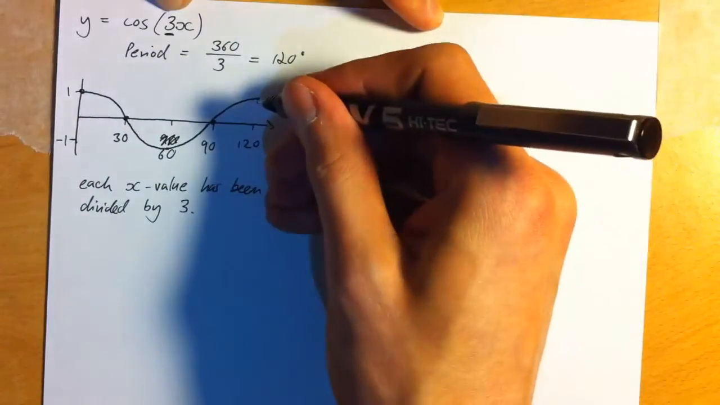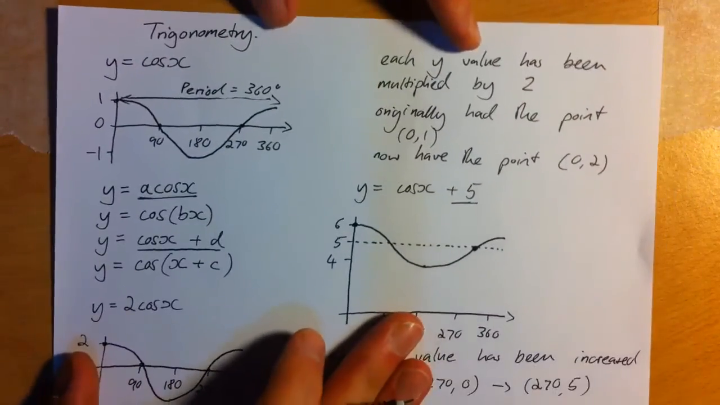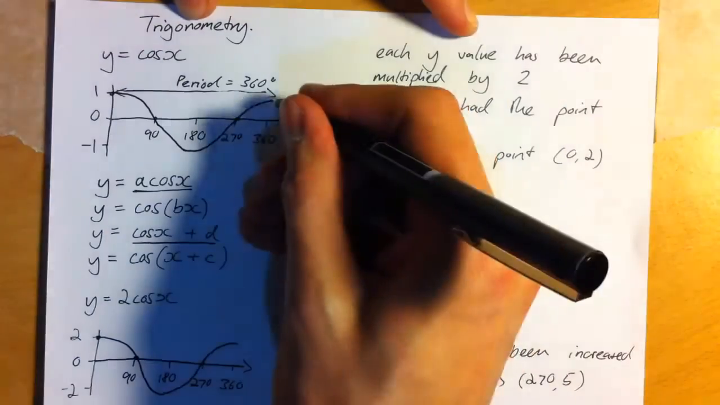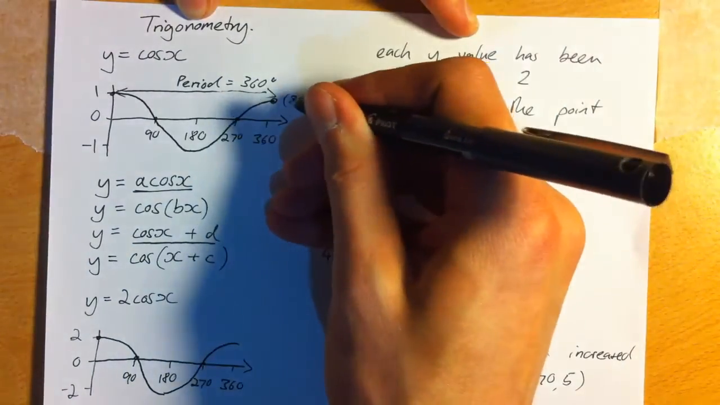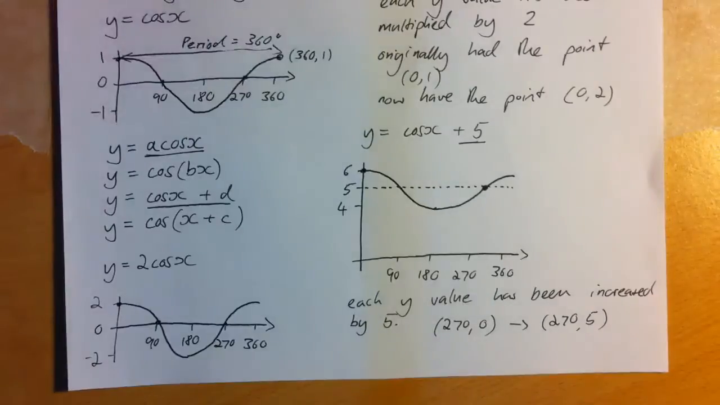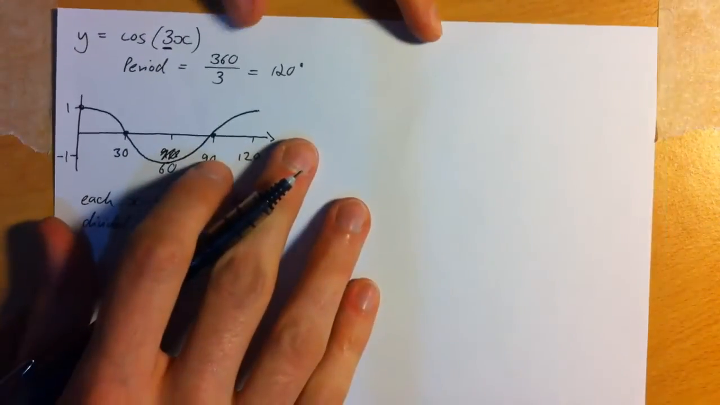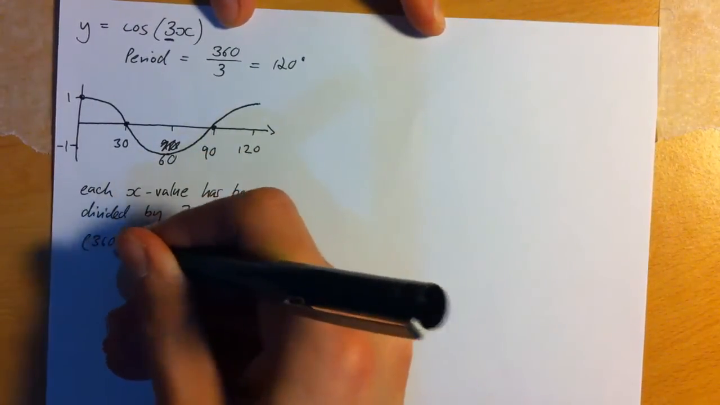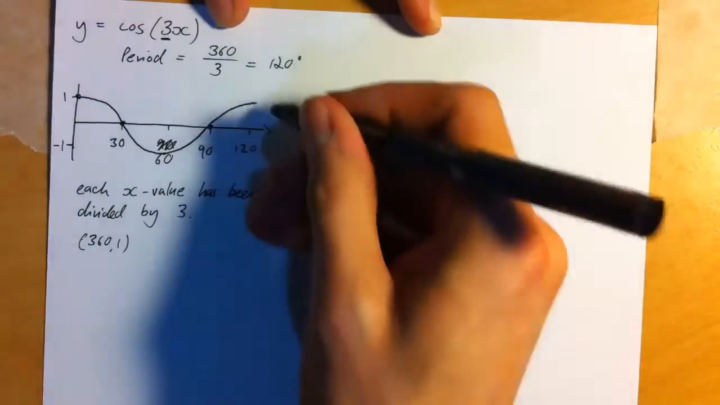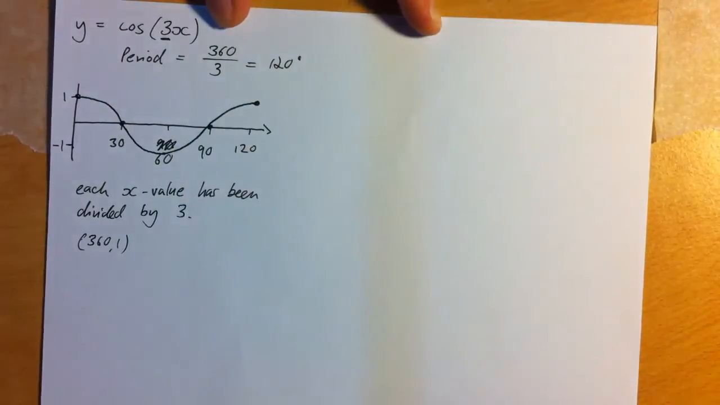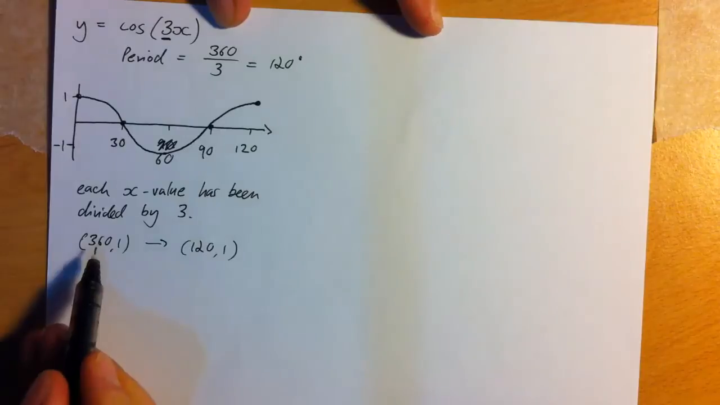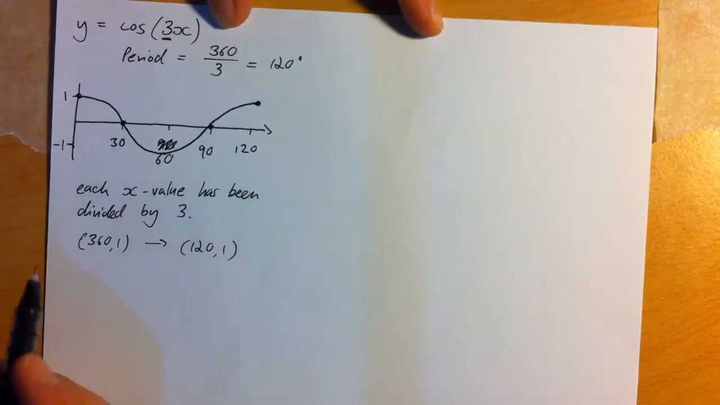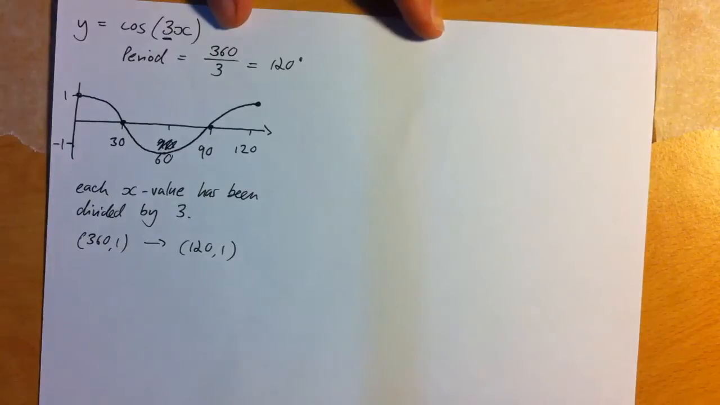So if you imagine originally, I'll just go back to the original graph. I use a different point to the ones I've used previously. We had a point here, 360 degrees, comma 1. That was that point, 360 degrees, comma 1. I'll write that point again. We originally had this point, 360 degrees, comma 1, and now we have this point, which is 120 degrees with a y value of 1. So as you can see, the x value has been divided by 3, and this is true for every single point on that graph. Okay, let's get moving.